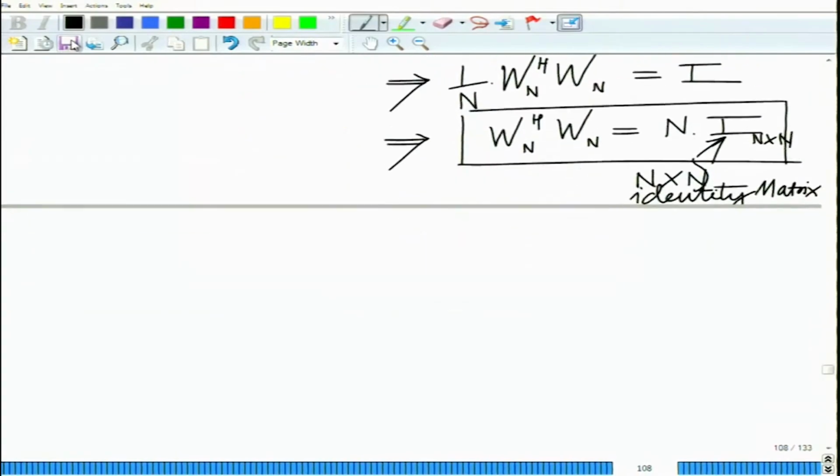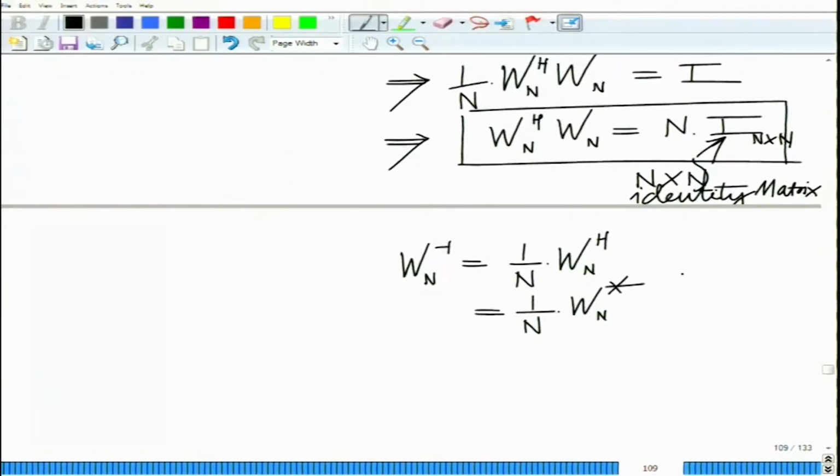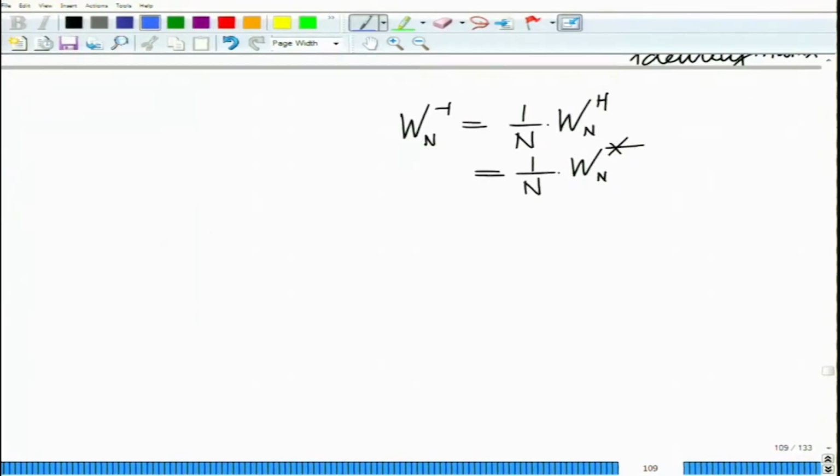So, basically you can also say Wn inverse equals 1 over n Wn Hermitian, which is also basically 1 over n Wn conjugate, because Wn is the transpose of itself. This is also another way to say the same relation. Now, what we want to do is write what the DFT and IDFT matrices look like for n equal to 4.